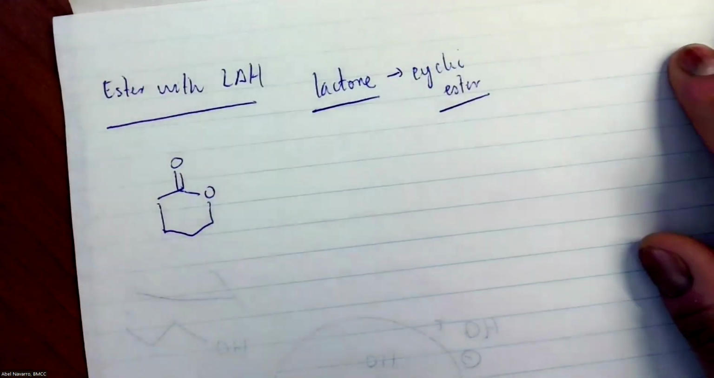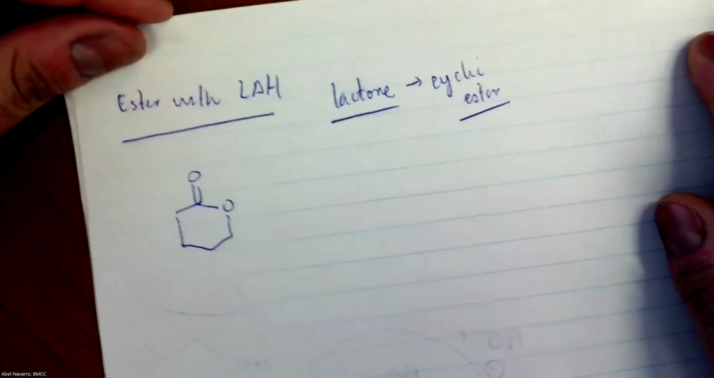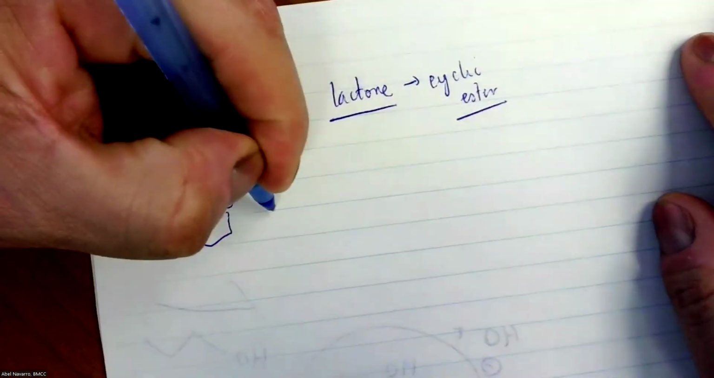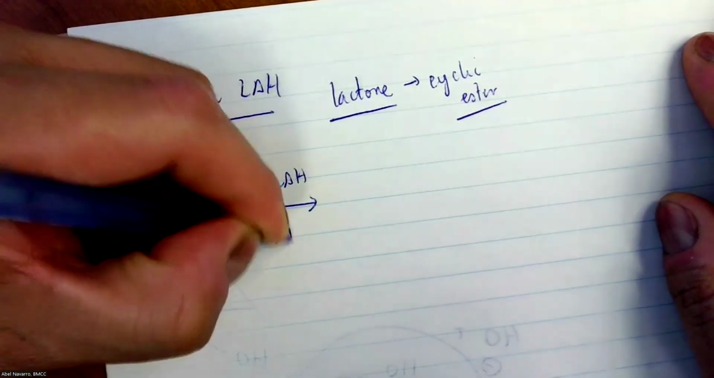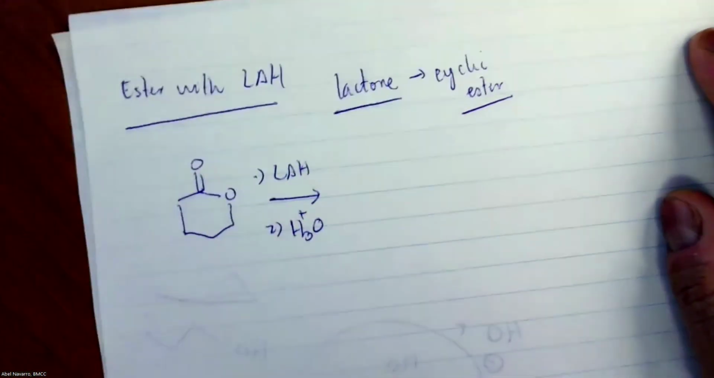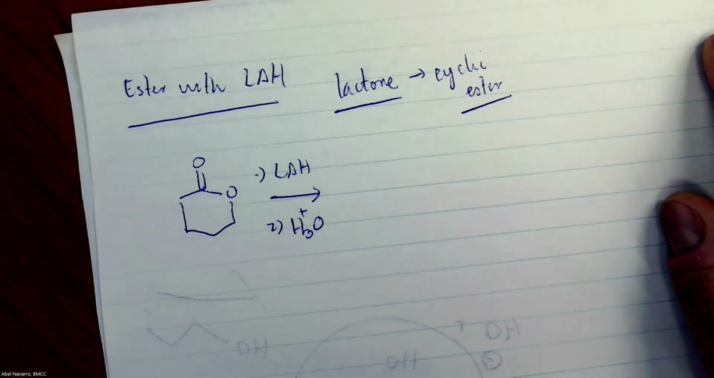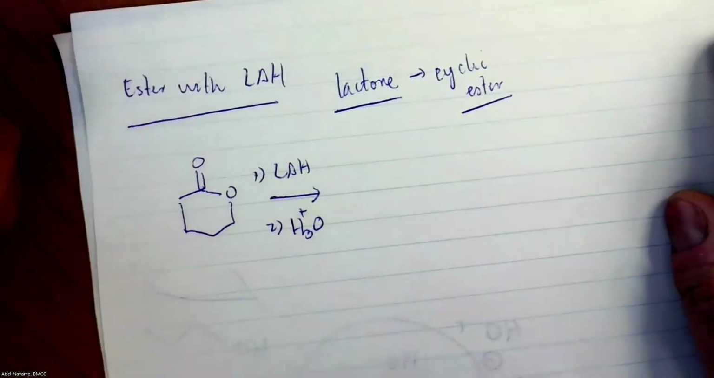So lactones can also undergo reaction with LAH. Of course, absolutely, they do. So the reaction is with LAH as the first step. The second step is acid. Let's do this one with acid, H3O plus.